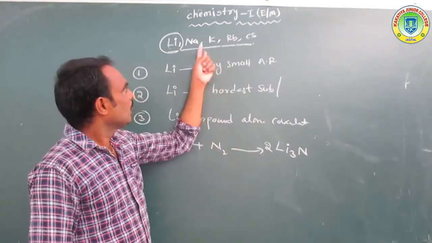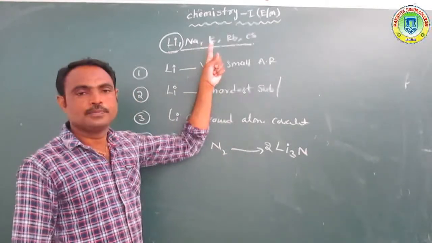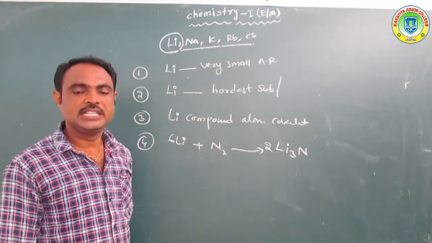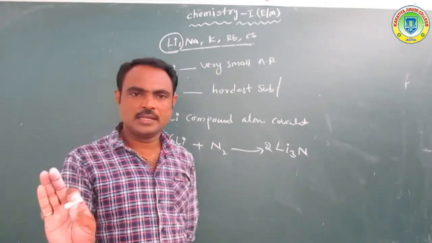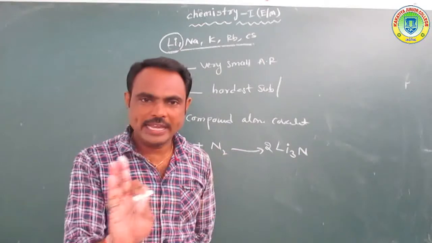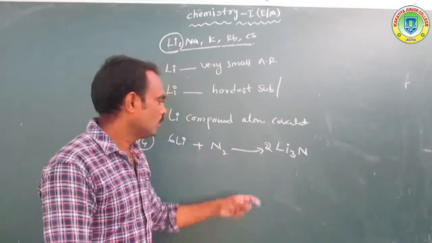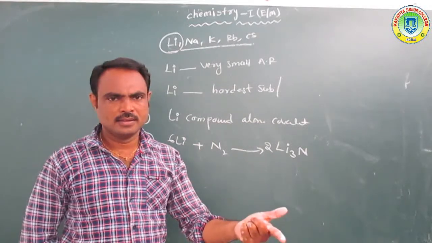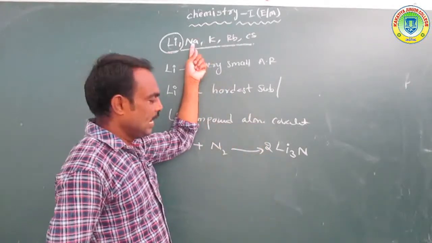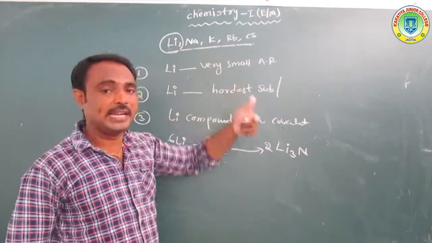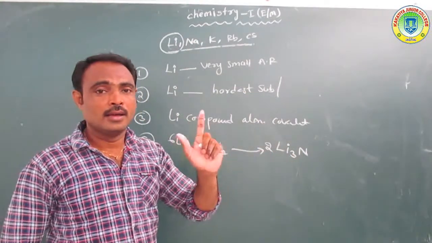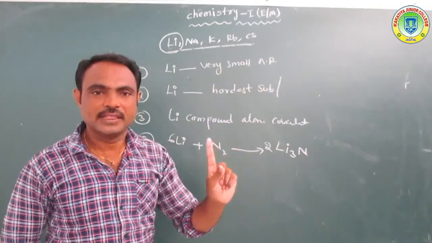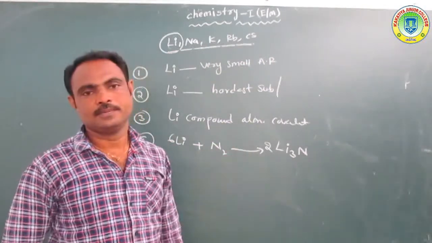But the remaining elements, sodium, potassium, rubidium and cesium, do not react directly with nitrogen. Suppose Na3N, sodium nitride: these elements do not directly react with nitrogen to form their nitrides.